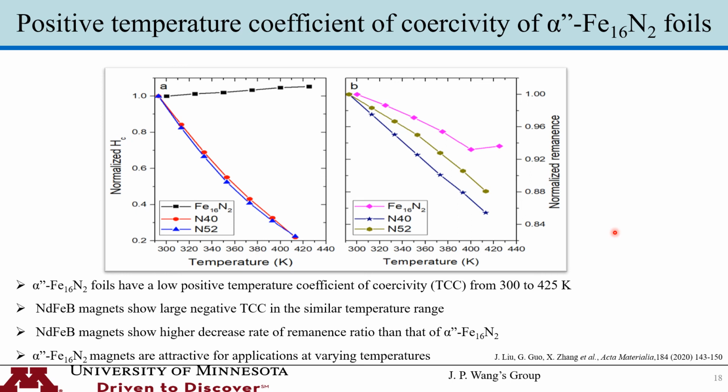But for the foil samples that we showed in previous slides, the coercivity is relatively low due to the unreacted phase and the large exchange interaction of the grains. So more work needs to be done to enhance the coercivity and the maximum energy product of the nitrided foils. So this is the ongoing work we are working on.